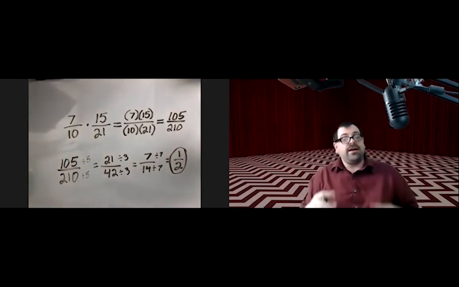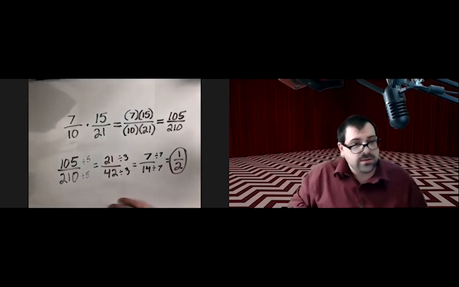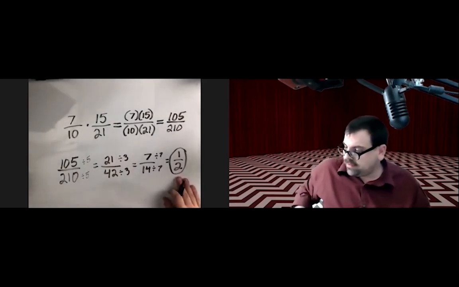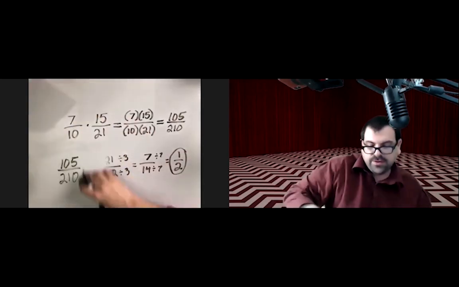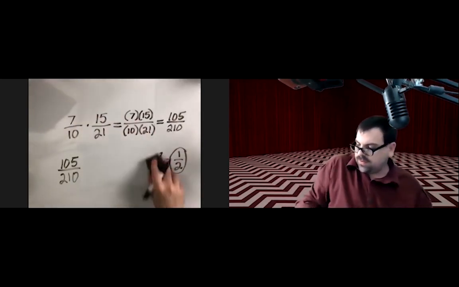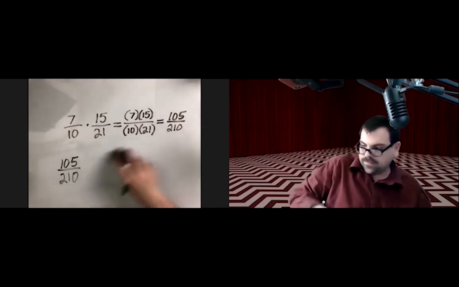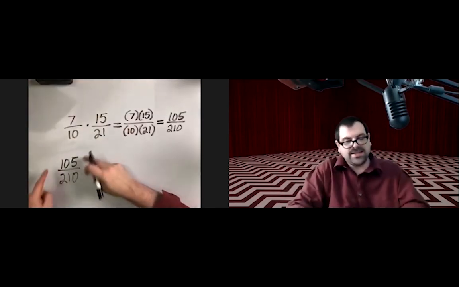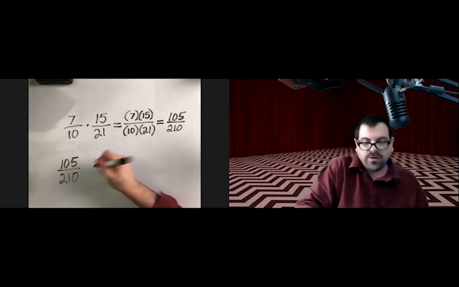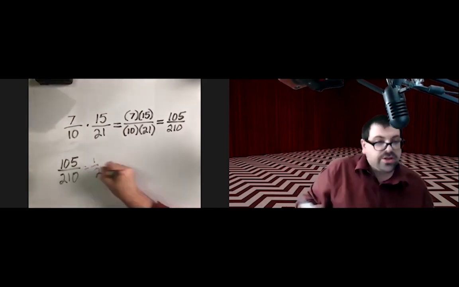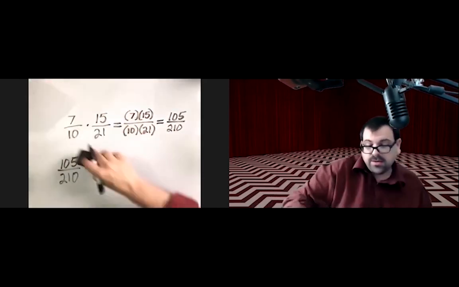I end up with 1/2. Took me a while, but I did end up there. Another way we have to reduce, maybe you notice that's exactly half. You divide them both by 105. You get 1/2 right away.